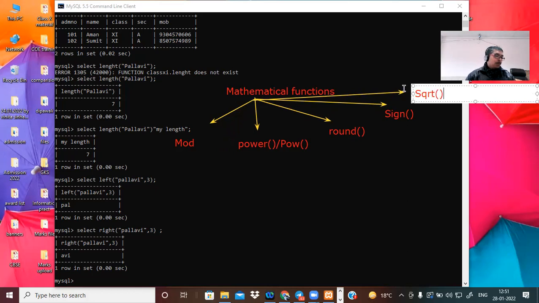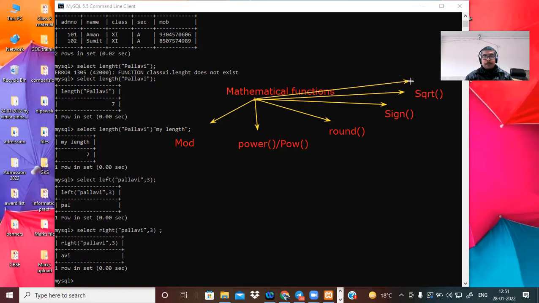Sqrt. We will also learn about truncate. Okay, so these are the functions which we will learn.